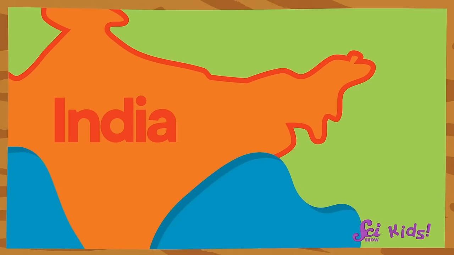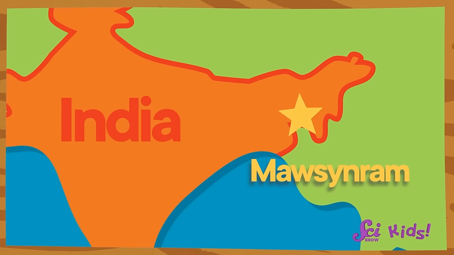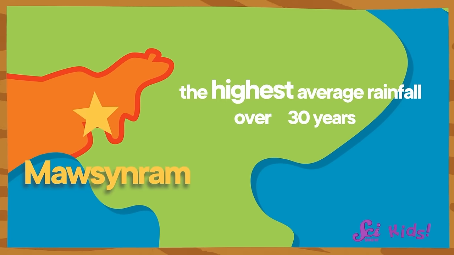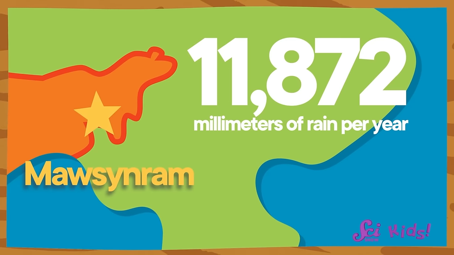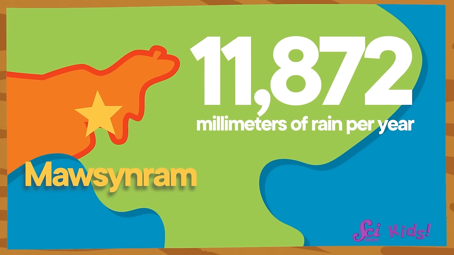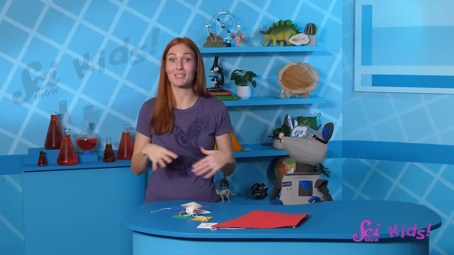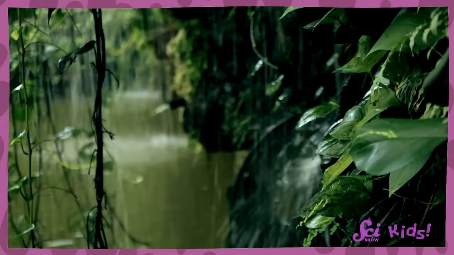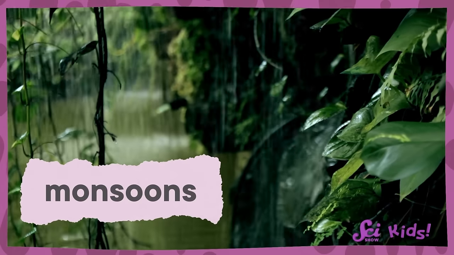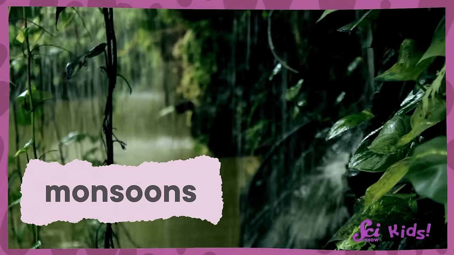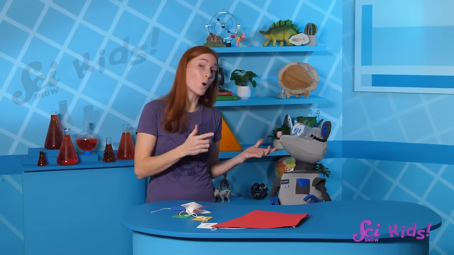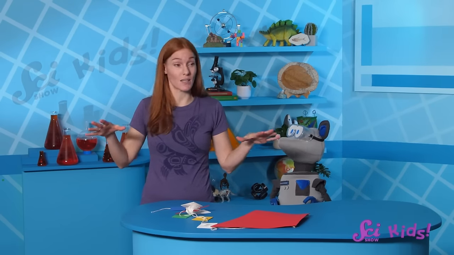Yeah. Another nearby town called Masinram is really rainy too. Masinram holds the record for the highest average rainfall over 30 years, with 11,872 millimeters of rain per year. Both of these places are in an area that has a wet season and a dry season. In the wet season, they get massive storms called monsoons, and these storms bring in lots of rain. Right, so that means these places usually get most of their rain in one part of the year, instead of more consistently like the fort.